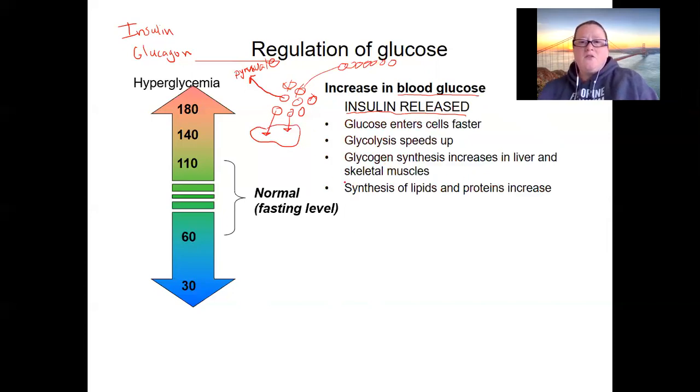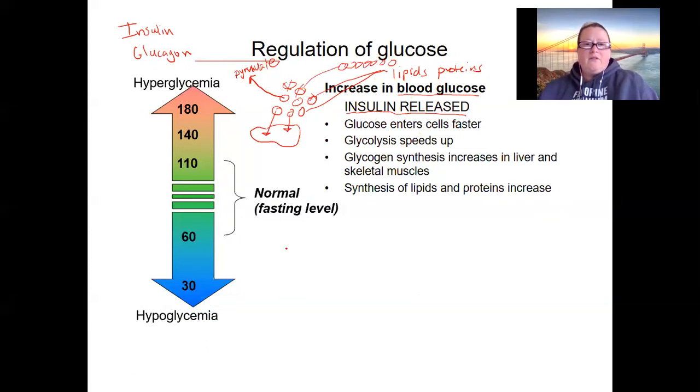And also, we can increase the synthesis of lipids and proteins. So this glucose can turn into lipids and proteins. So insulin lowers glucose levels in our blood by increasing glycolysis, having cells take the glucose in, turning that glucose into glycogen or turning that glucose into lipids and proteins.